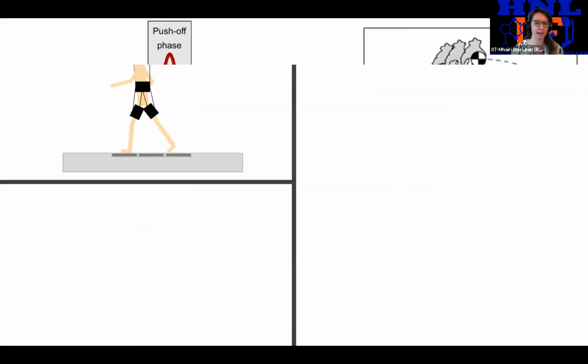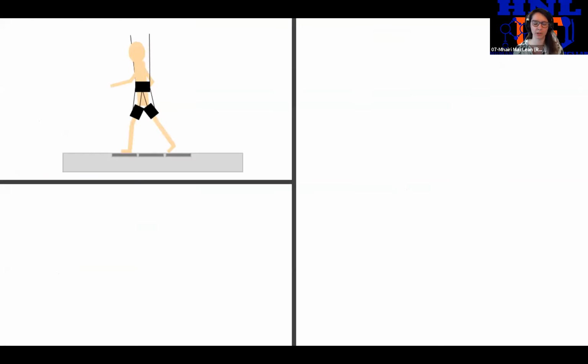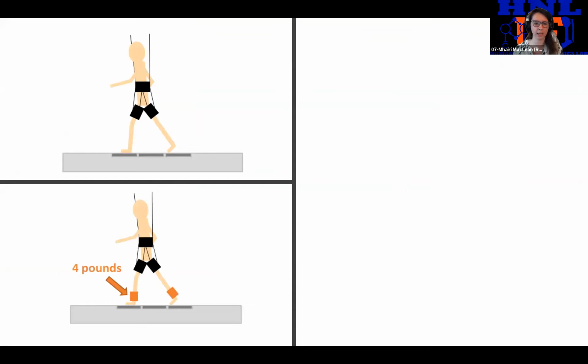So we designed an experiment in walking overground with body weight support without and with ankle weights. And our thinking here was that if the plantar flexor power contributes substantially to accelerating that trailing limb into swing phase, then when we add ankle weights, there should be an increase in plantar flexor power regardless of the amount of body weight support provided.